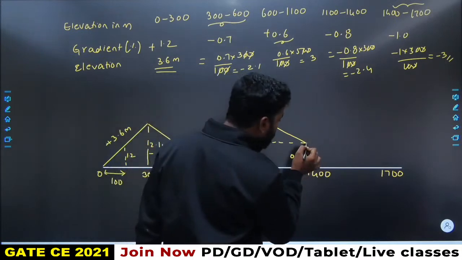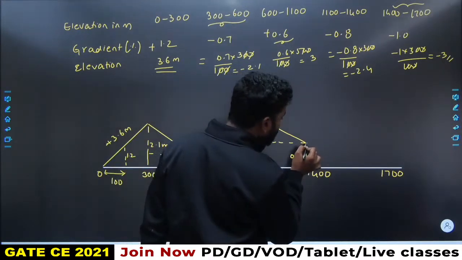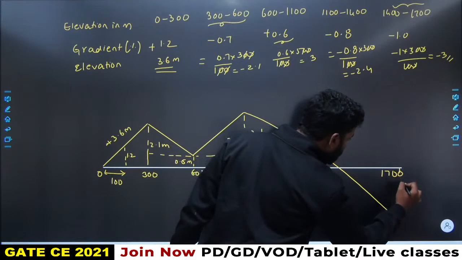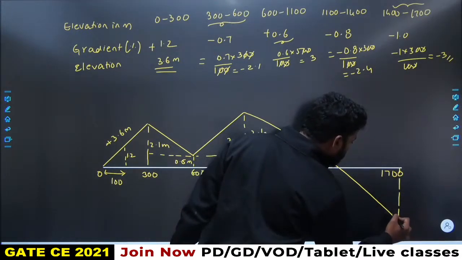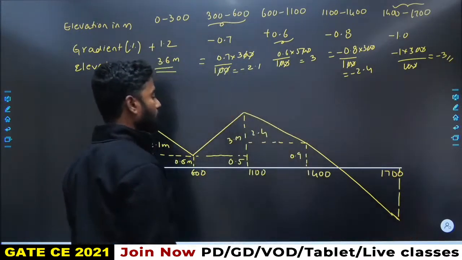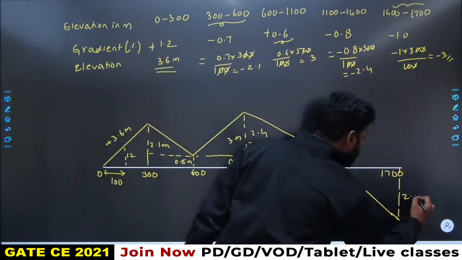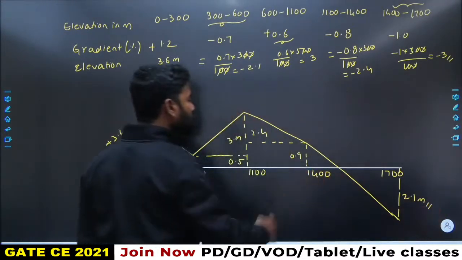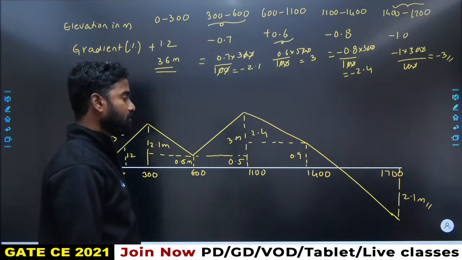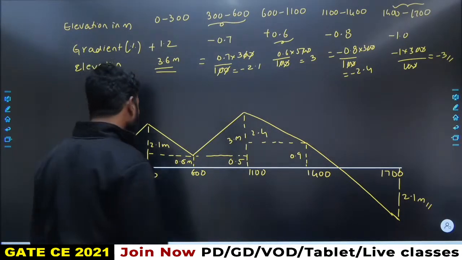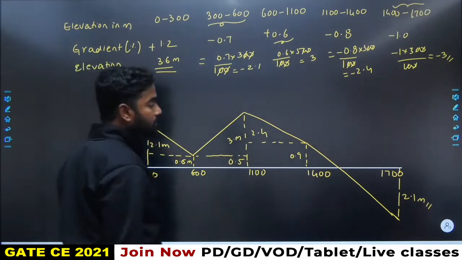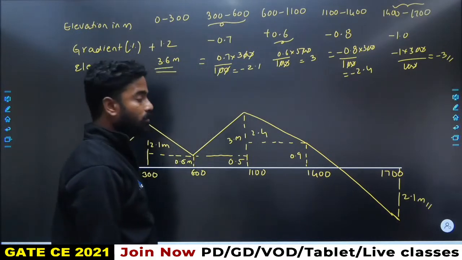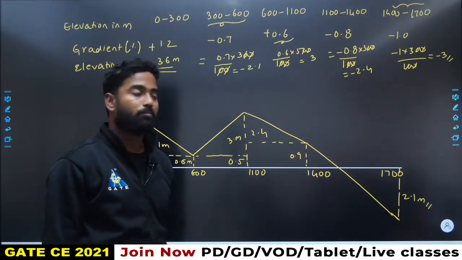It will go minus 2.1 meters. 2.1 plus 0.9 is 3 meters. Fine. This is how you are going to find out your effective gradient, you will draw the profile.